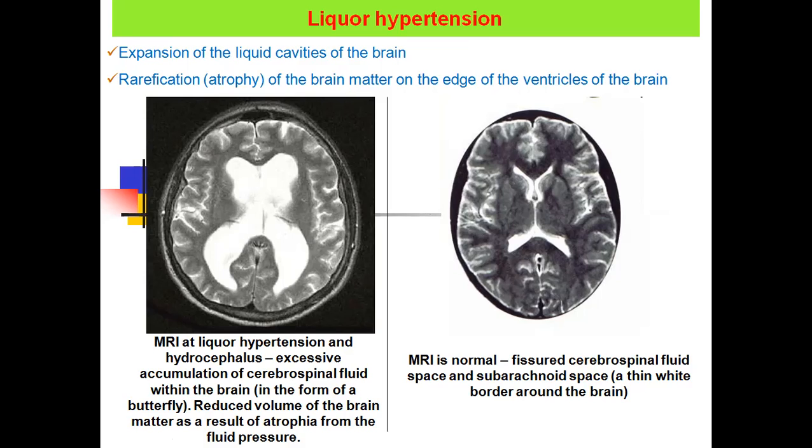Volume of healthy brain tissue is reduced as a result of atrophy from fluid pressure on normal gray and white matter. Compare here the volume of white and gray matter on normal scans, and it's more thin on the scans with cerebrospinal fluid hypertension.